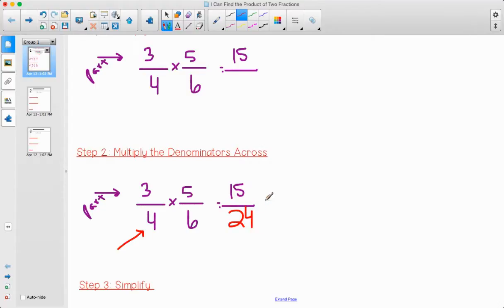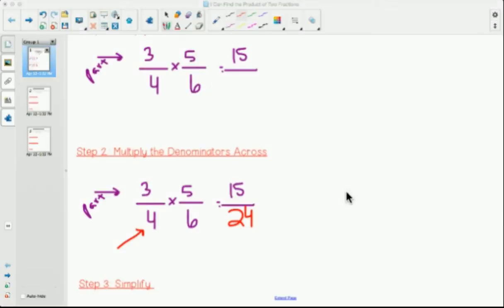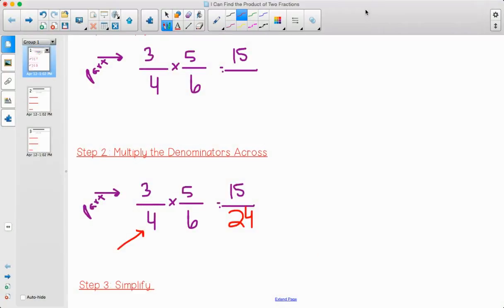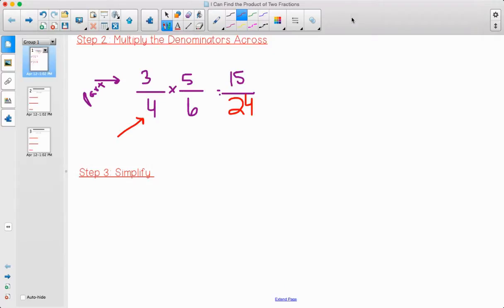Okay, and I have that as my denominator. So right now, 3/4 times 5/6 is 15/24ths. And I'm going to go ahead and extend the page, so that we can see the rest of this. So now 15/24 of my pictures are of dogs.